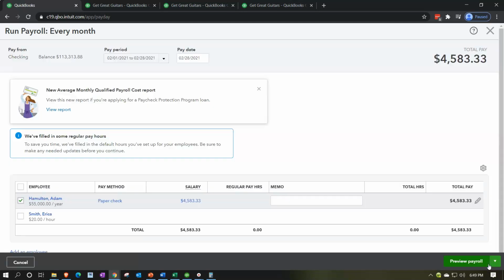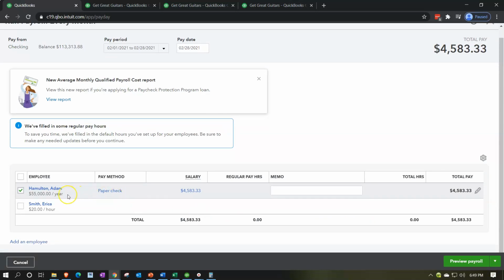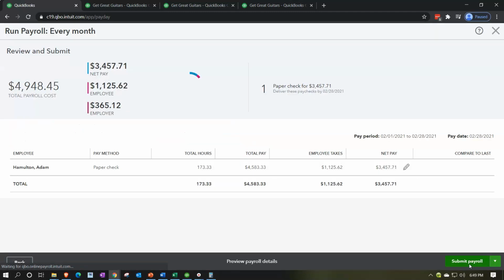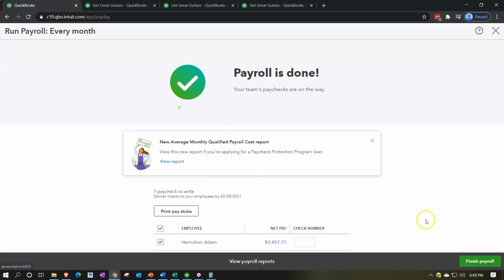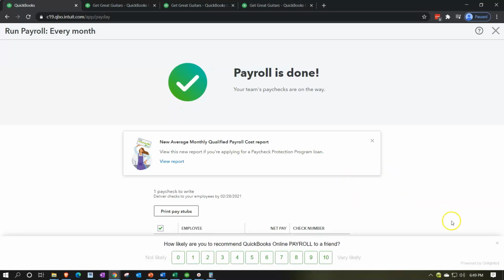I'm going to say okay. And we're just going to do that for Adam, and then we'll do the Erica kind of manually. So let's process the payroll. Let's preview it first. We'll say preview. So there's the net check. All right, everything looks like it's in order. So I'm going to say submit. Let's submit this thing. And there we have it. So a new monthly payroll.